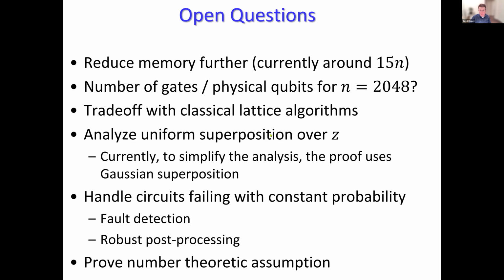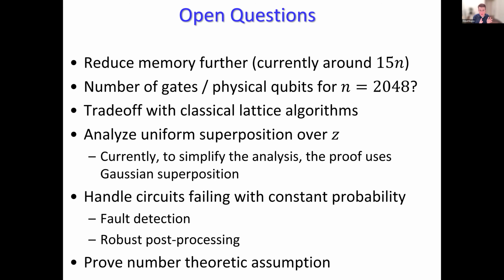Maybe another more technical thing I could say, it's really kind of a technical point. The way I describe the algorithm now, it uses a uniform superposition over the exponents. And it probably works, but analyzing uniform superposition like that is a bit annoying.